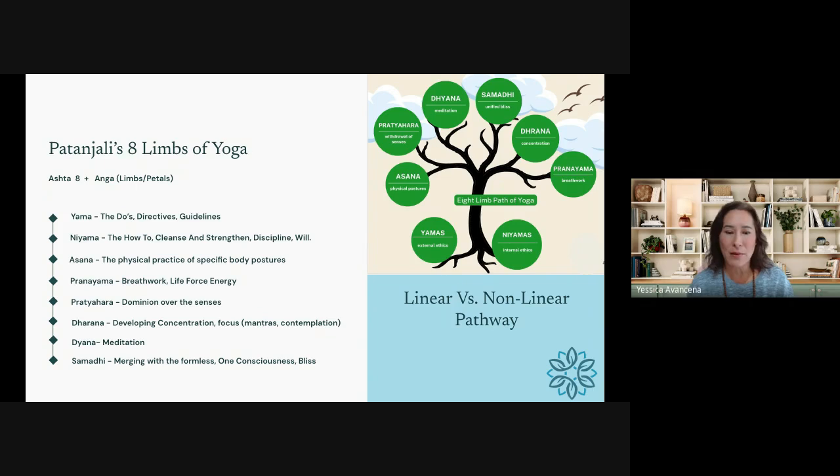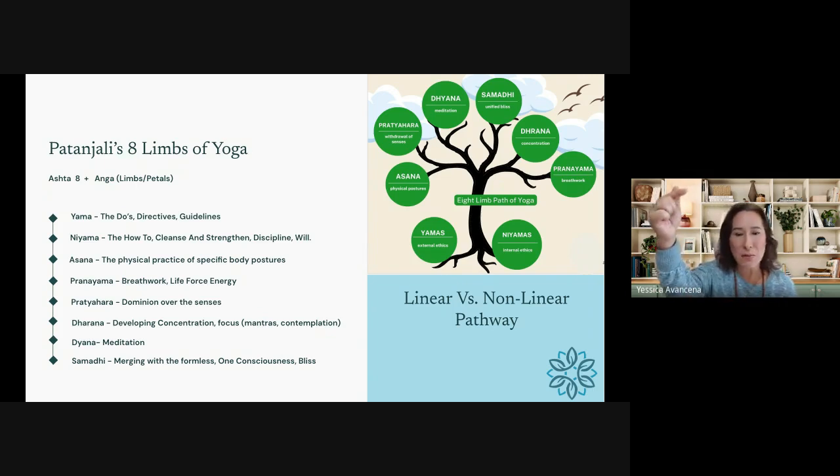But here's what I'm purporting, is that you can have a very non-linear way of working through these limbs, right? So someday you have a breathwork practice, which I would put part of pranayama perhaps, or pratyahara, which is how to control your sensory experience. Then you have a body work practice. Then you have a sauna practice or an ice bath practice. You have all of these different things that you're trying out.